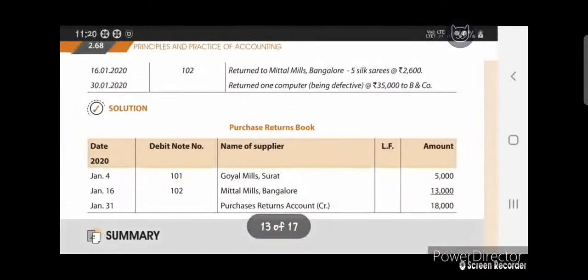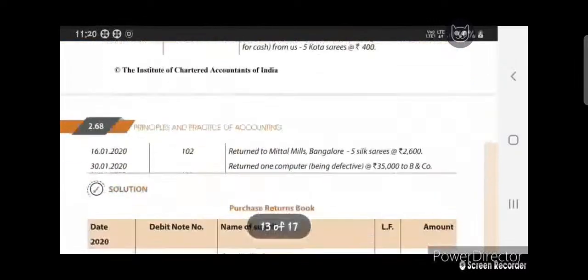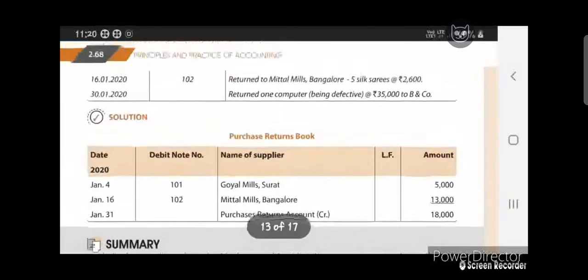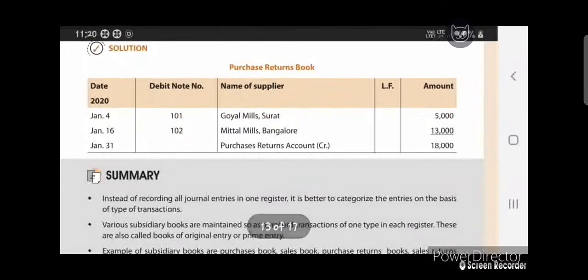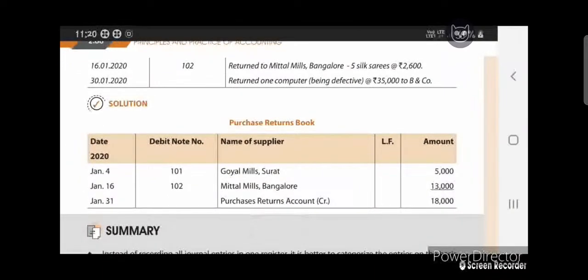Next, on January 16th, this is not a return, it is a purchase of goods for cash. So on January 16th you have given ₹13,000, for which you returned the 5 silk sarees at ₹2,600 to Mithal Mills. At the end of that month, on January 31st, you will get ₹18,000 as the total amount you have returned. Like this you have to make the entries.